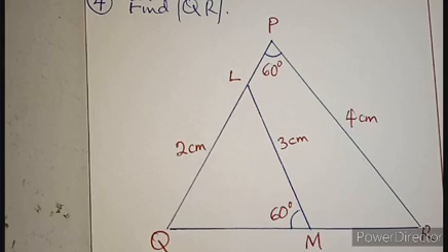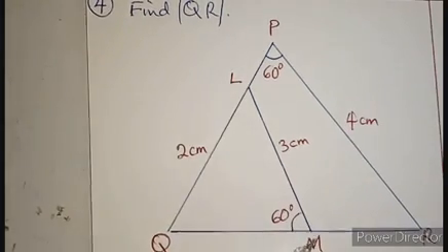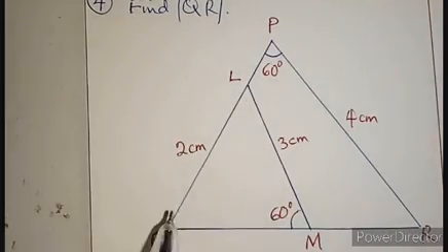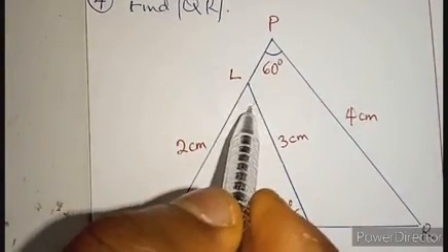Let's see if they are similar or not. In this triangle, we know we have 60. We have this angle here, and we also have an angle here. Let's call this angle here 1 stroke.